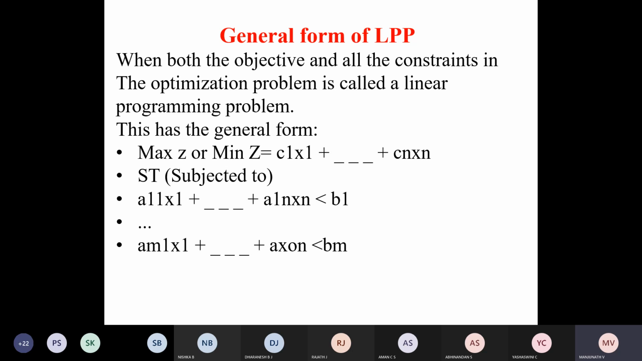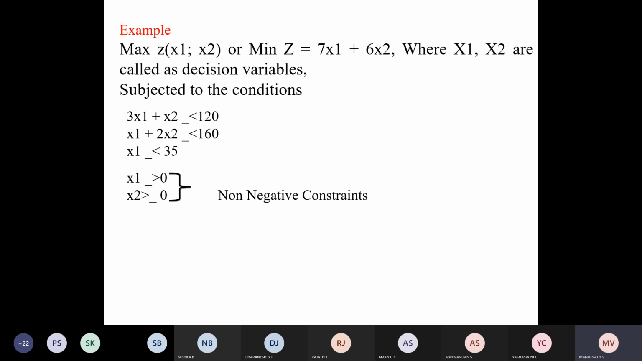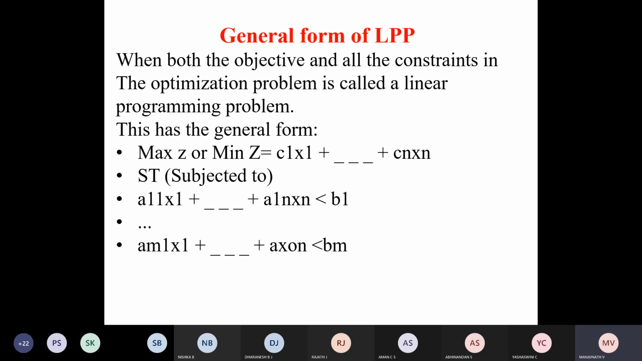And below that you have to write the non-negative constraints. Write below that, non-negative conditions. There, x is more than or equal to 0, y is also more than or equal to 0.